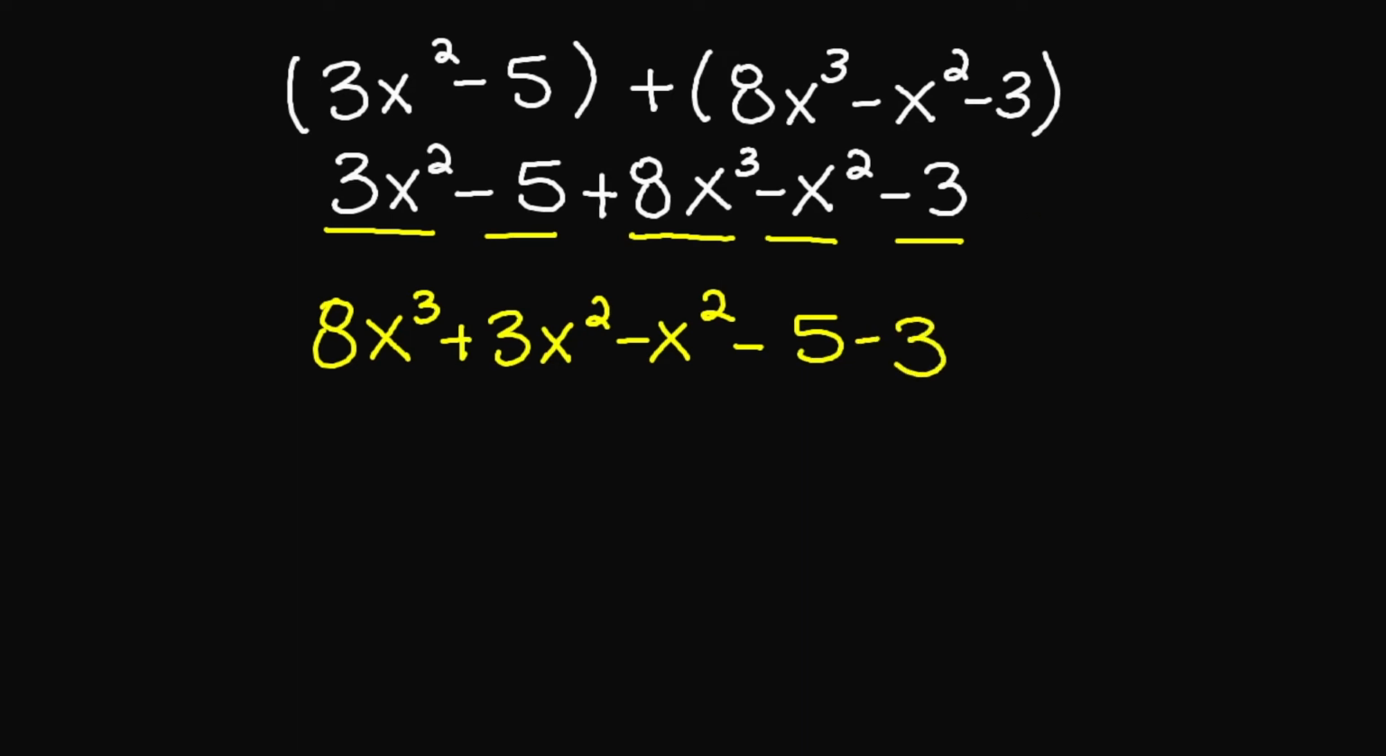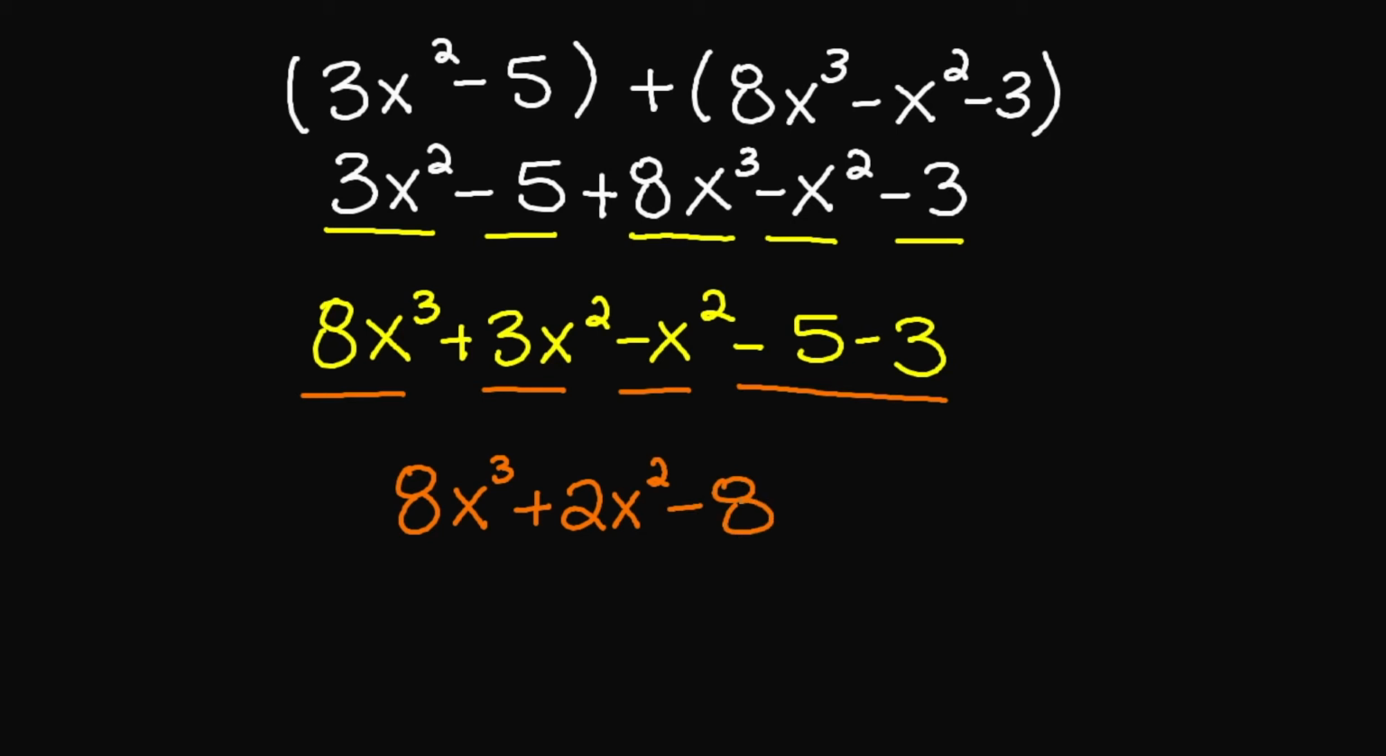Now we're going to combine our like terms. We only have one x cubed, so I'm just going to write 8x cubed here. Next, we have positive 3x squared minus x squared, which is going to turn into positive 2x squared. And then we have negative 5 minus 3. This is going to turn into negative 8. And this is your final answer.